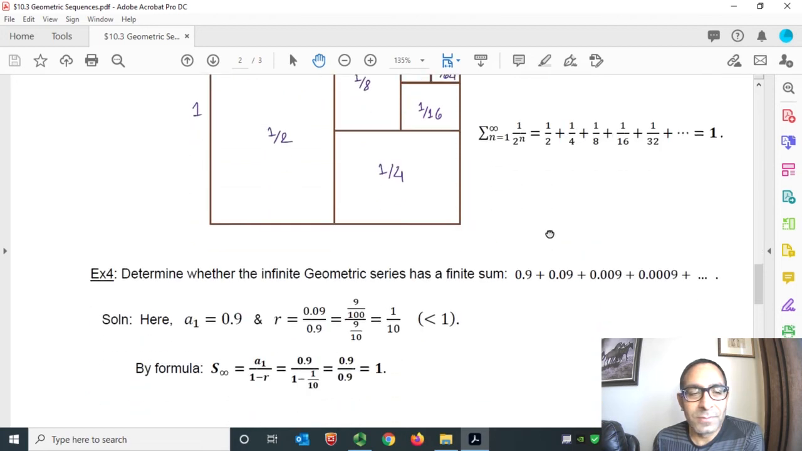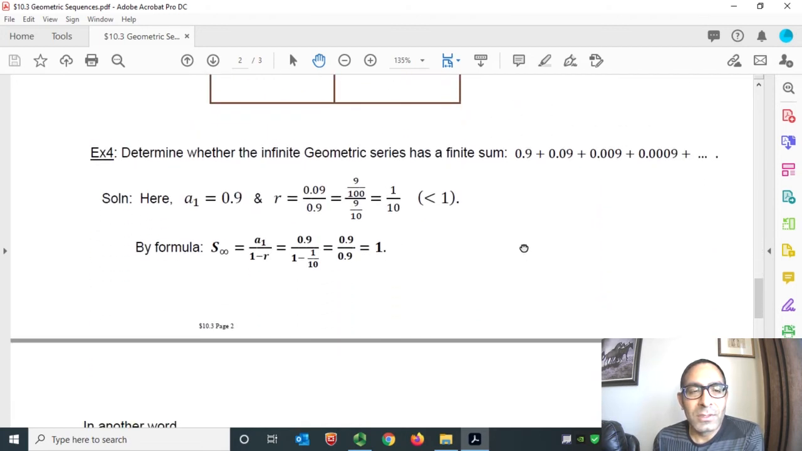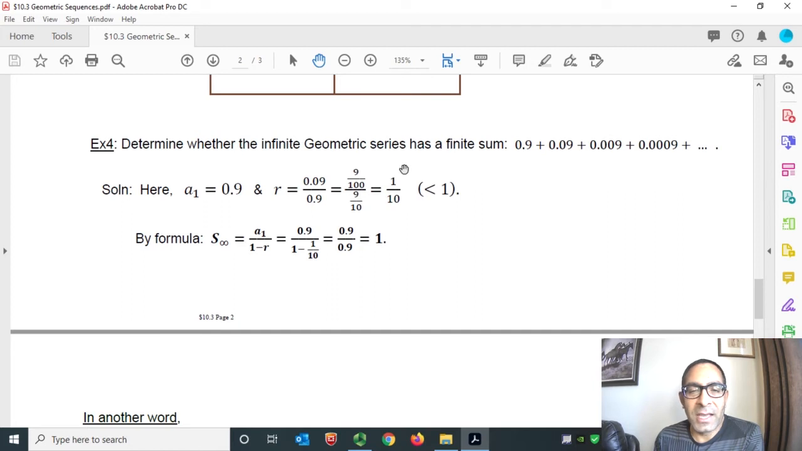Now let's move on. Let's do example 4. Determine whether the infinite geometric series has a finite sum. Here, 0.9 plus 0.09 plus 0.009 plus 0.0009 plus dot dot dot. Let's use our geometric infinite series formula. Solution: here, the first term is 0.9, and the common ratio is 0.09 divided by 0.9, which turns out to be 1/10.